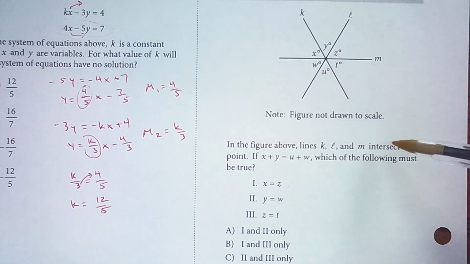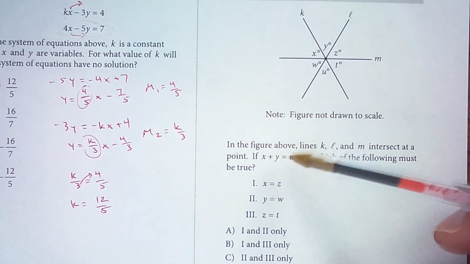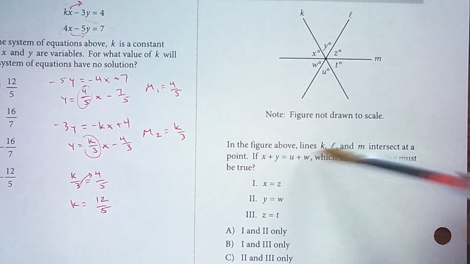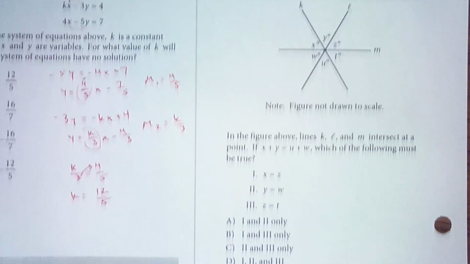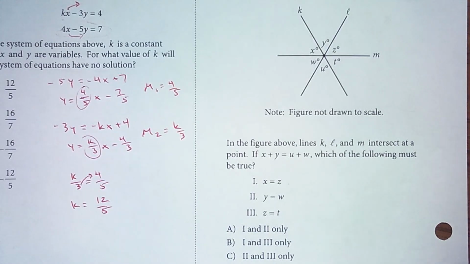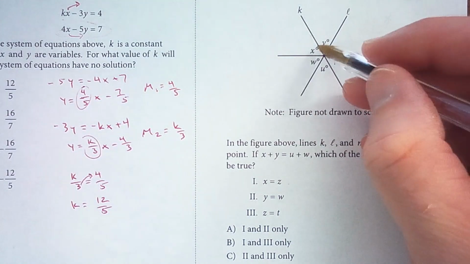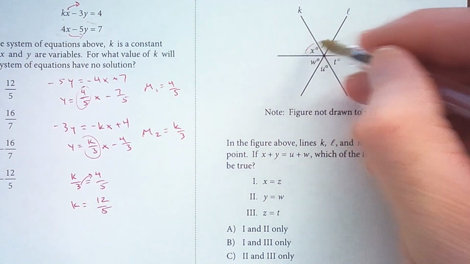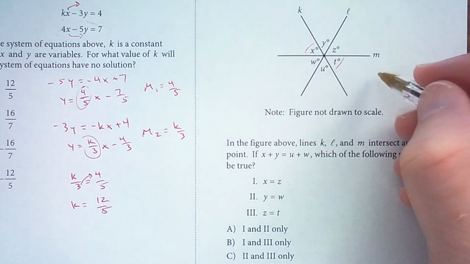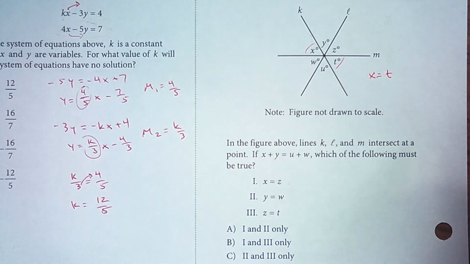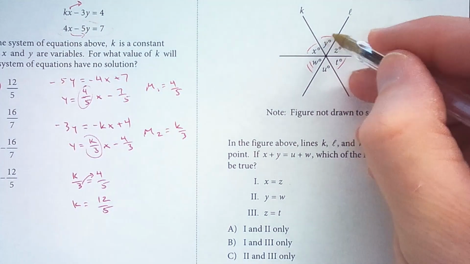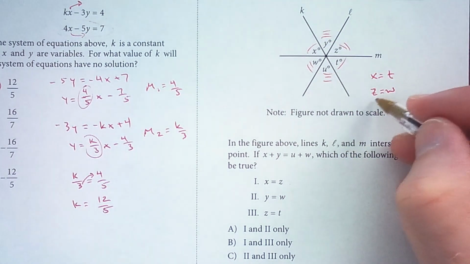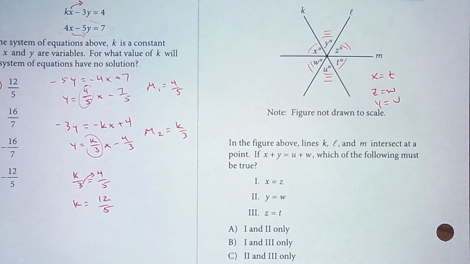In the figure above, lines K, L, and M intersect at a point. If x plus y is equal to u plus w, which of the following must be true? X equals z, y equals w, z equals t. It could be two of those, or it could be all three. Okay, so what I know about intersections like this is that vertical angles are congruent. So x and t are the same, so x is equal to t. Z and w are the same, so z is equal to w. Y and u are the same, so y is equal to u.